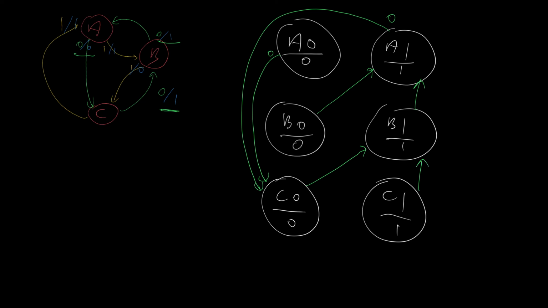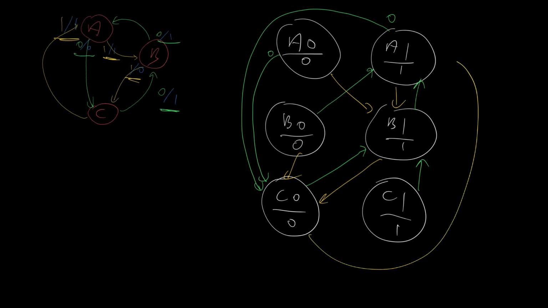Now we do the same if we receive a 1 at the input. If I'm in state A and I receive a 1, I go to state B and output a 1. That means I go to B1. If I'm in state B and get a 1, I go to C and output a 0. So in other words, from B, I go to C0. If I'm in state C and get a 1, I go to A and output a 1, so I go to A1. So I'm going to come up here like this. This might look like a bit of a mess, but so be it.